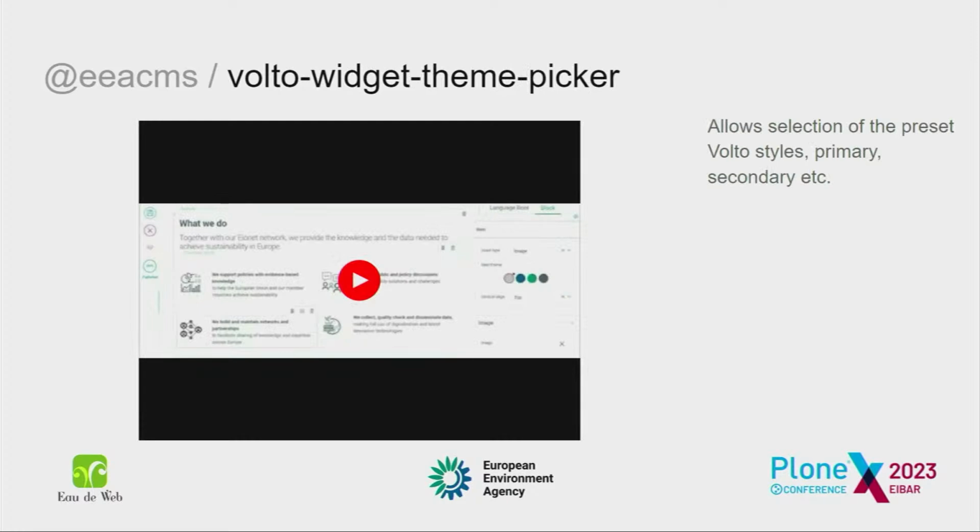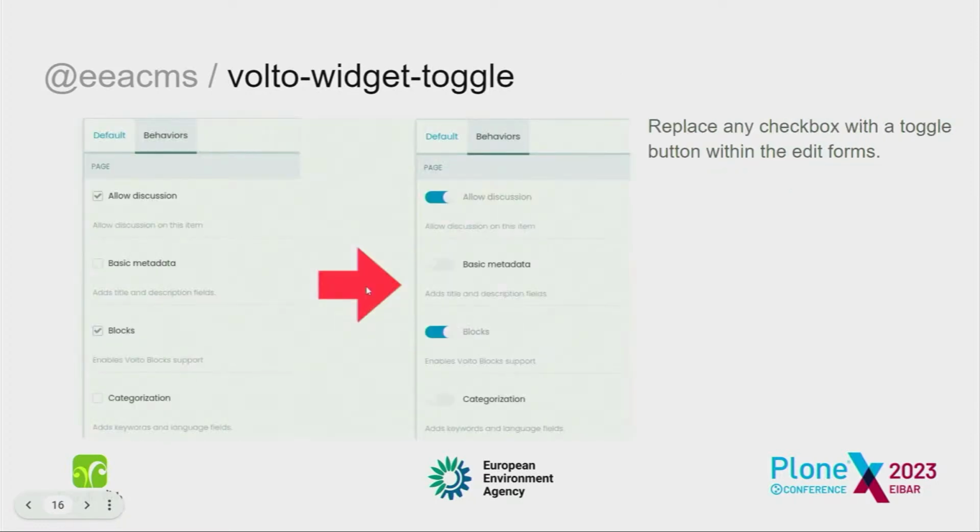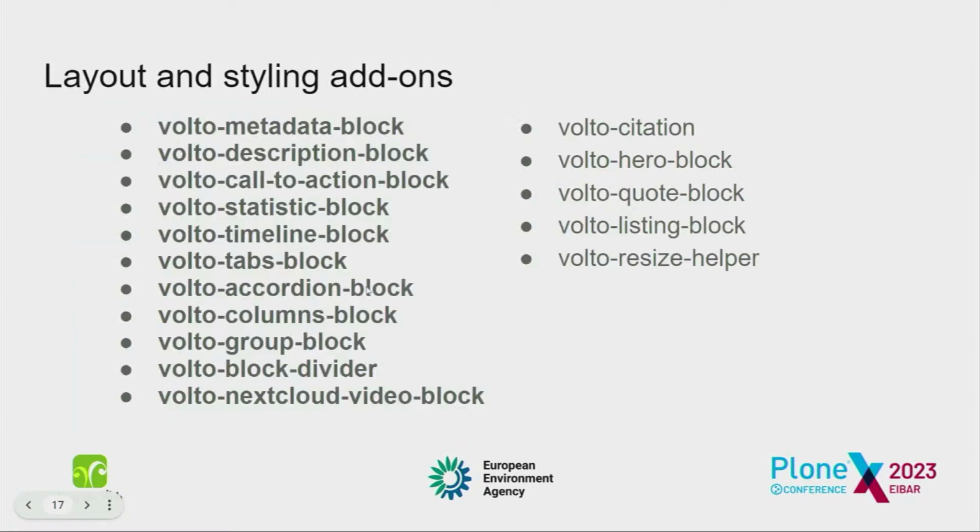Volto Theme Picker, this is a tiny add-on which allows you to select preset styles for blocks. Yeah, and the color changes. Volto widget toggle. Again, this is one of the very tiny ones, and basically replaces the checkboxes with these blue toggles on the edit forms. So yeah, it is nice.